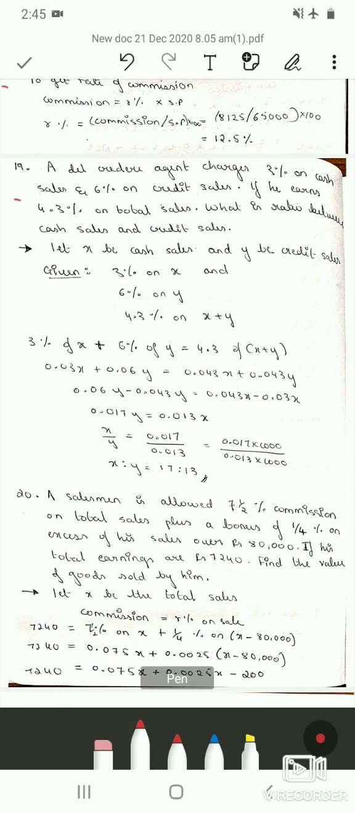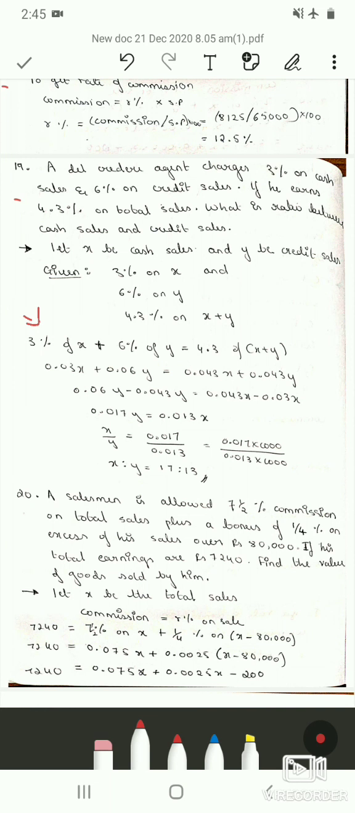Therefore, we can write it as 3% of x plus 6% of y is equal to 4.3% of x plus y. So total sales is nothing but sales on cash plus sales on credit. With this, let us find out the values of x and y. So 3 divided by 100 into x is 0.03x, plus 6 divided by 100 is 0.06, so we will get 0.06y, which is equal to 4.3 divided by 100, that is 0.043, and you have to multiply with x plus y.